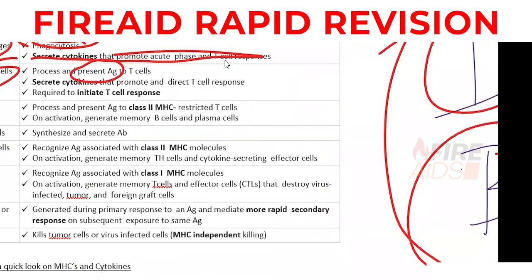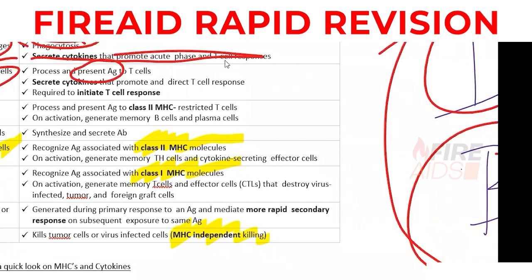Okay. So the others are not much important. You need to know helper T cells recognize antigen associated with class 2 MHC. Cytotoxic T cells means class 1 MHC. But natural killer cells don't care about the MHC. MHC independent killing.